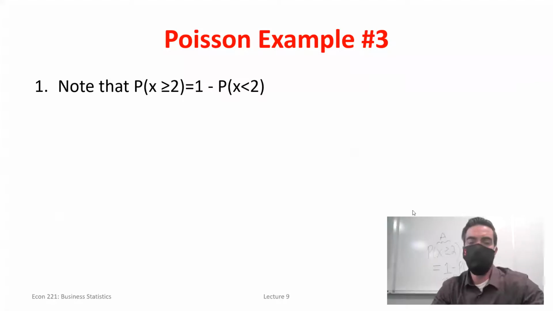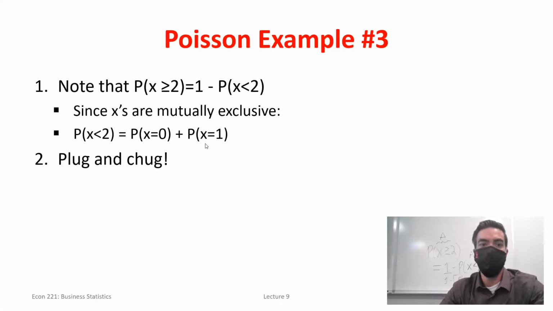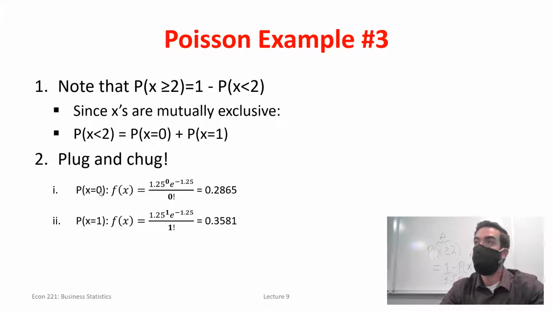So here I can rewrite the probability of A as 1 minus its complement. What fits this criteria? That was just 0 and 1. So I plug in x is equal to 0, find that. Plug in x is equal to 1, find that probability, add them up, and then subtract them from 1.